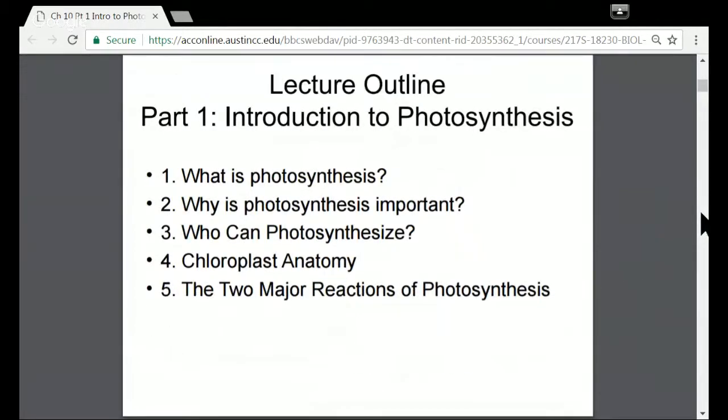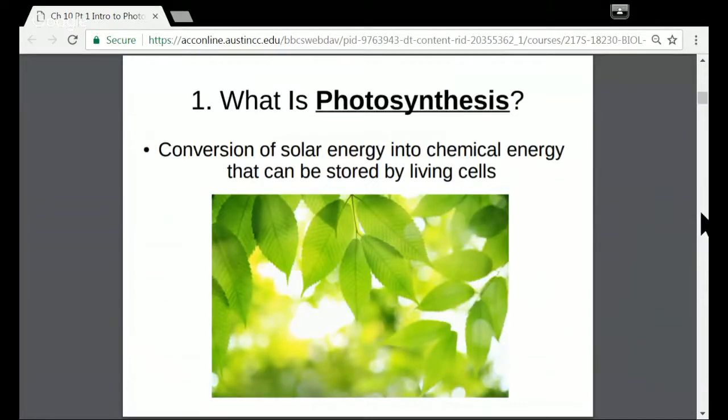All right, we're going to discuss what photosynthesis is, why it's important, and the overall reactions of photosynthesis. So first, what is photosynthesis? Well, photosynthesis is a set of chemical reactions in which living things convert solar energy from the sun into chemical energy. And this chemical energy can be stored by living cells. So when plants, for instance, are photosynthesizing, they're capturing that solar energy inside sugars. And then they can use those sugars to build their bodies. They can also use those sugars as an energy source later, for instance, in the winter, when there isn't much sunlight.